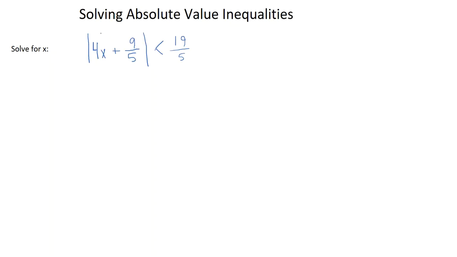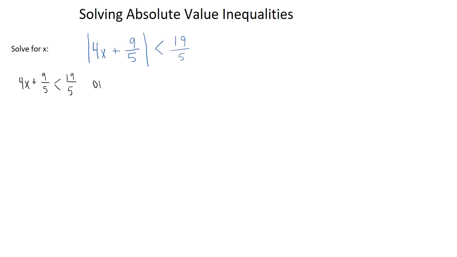So to solve this inequality, we can say that the inside of this absolute value has to either be less than 19 over 5, or it would have to be greater than negative 19 over 5. So we're going to make two equations to solve the inside of the absolute value. So 4x plus 9 over 5 is less than 19 over 5. So we keep everything the same, less than, and it's positive 19 over 5.